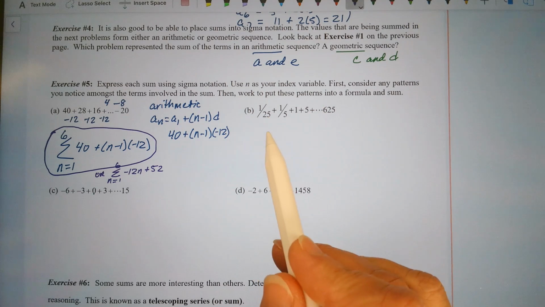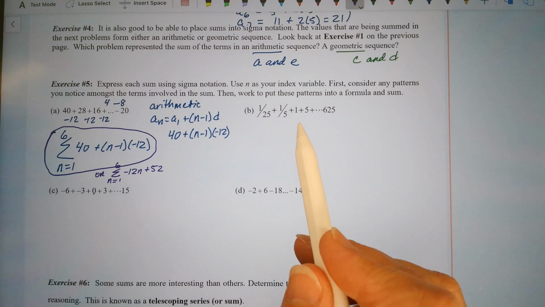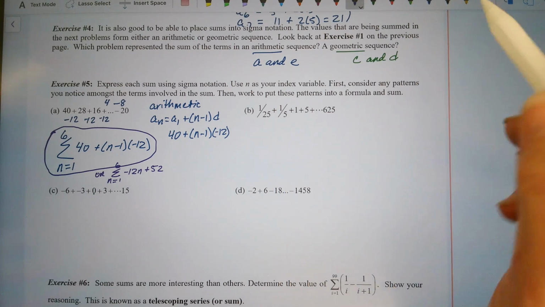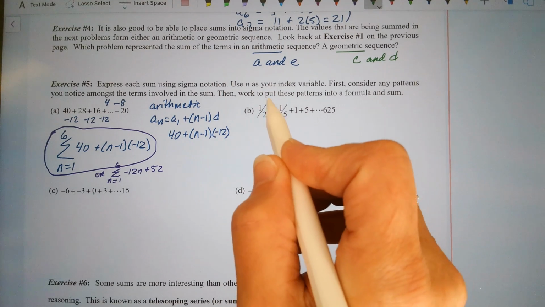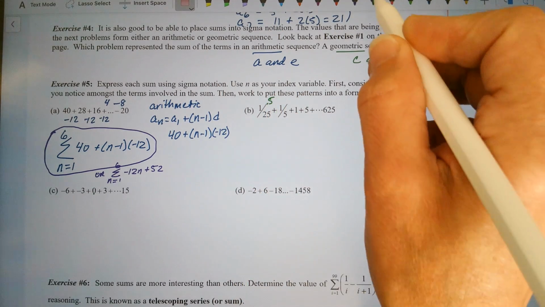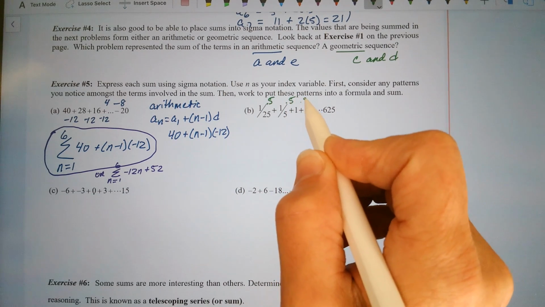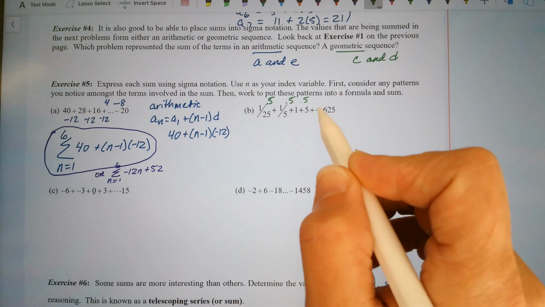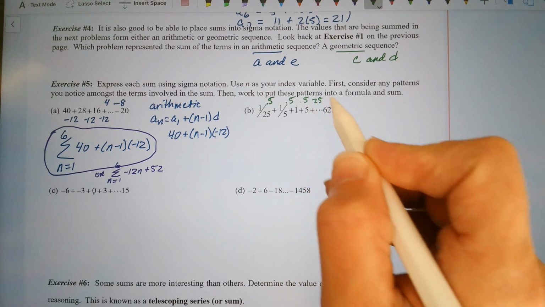Okay, B, 1/25 plus 1/5 plus 1 plus 5. Okay, so what's happening here is it looks like we are multiplying by 5. Right? 1/25 times 5 is 1/5. 1/5 times 5 is 1. 1 times 5 is 5. 5 times 5 is 25. So the next term would be 25.